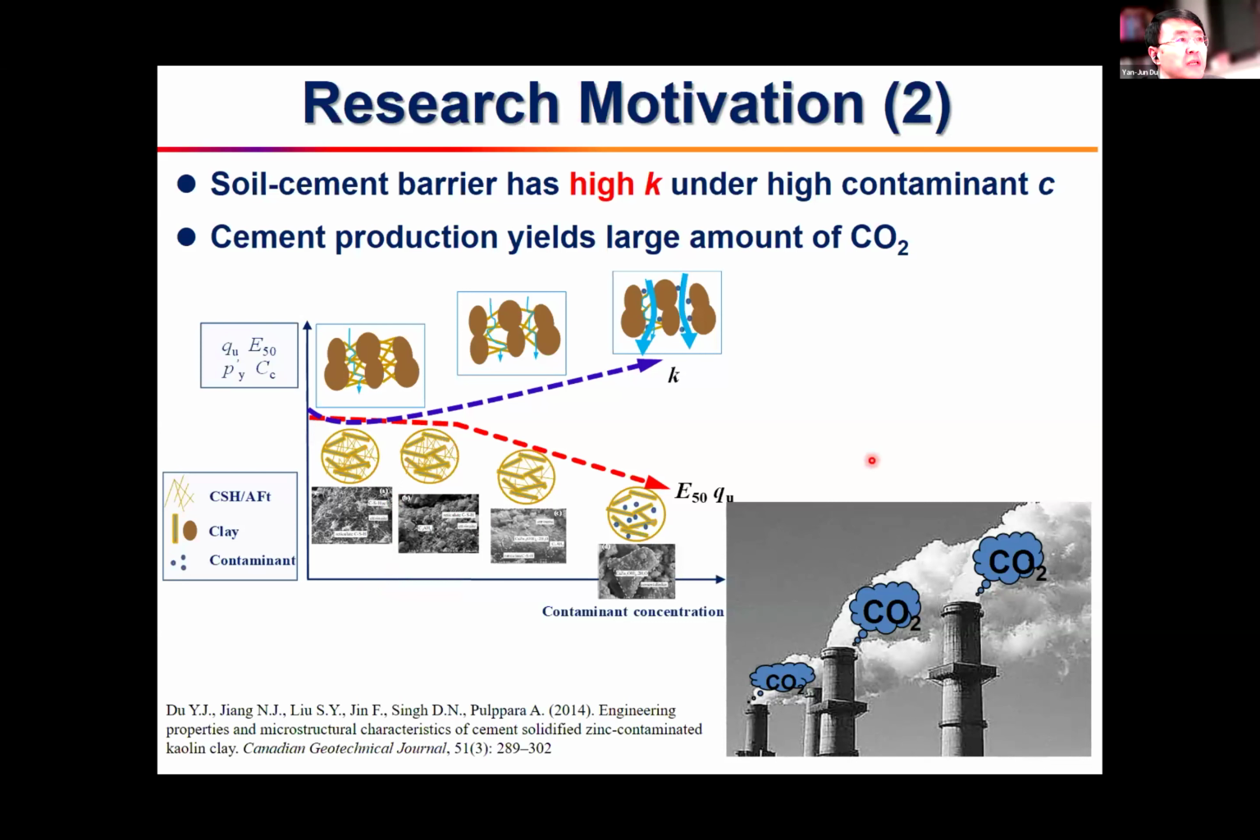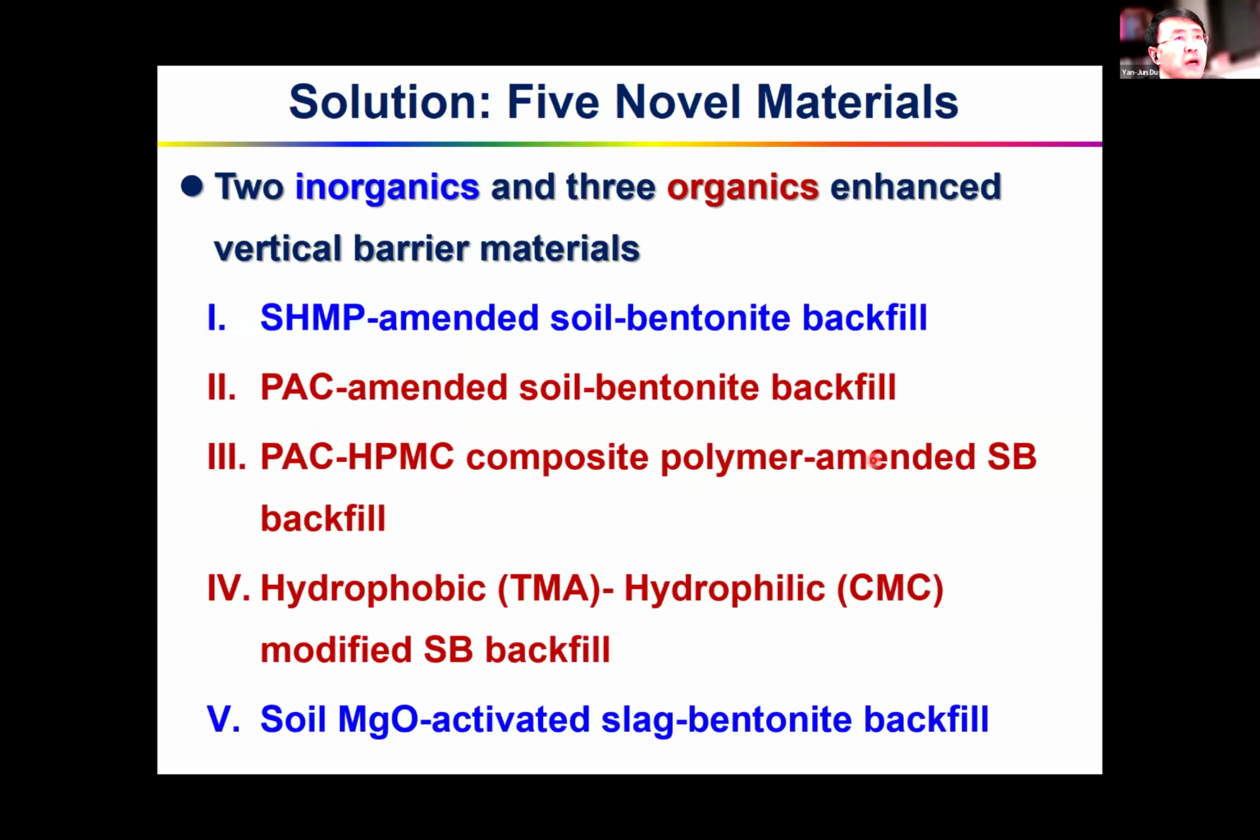The production of ordinary Portland cement, OPC, also yields a large amount of CO2, carbon dioxide, which is not environmentally friendly. So to solve this problem, we developed two inorganic and three organic enhanced vertical barrier materials.